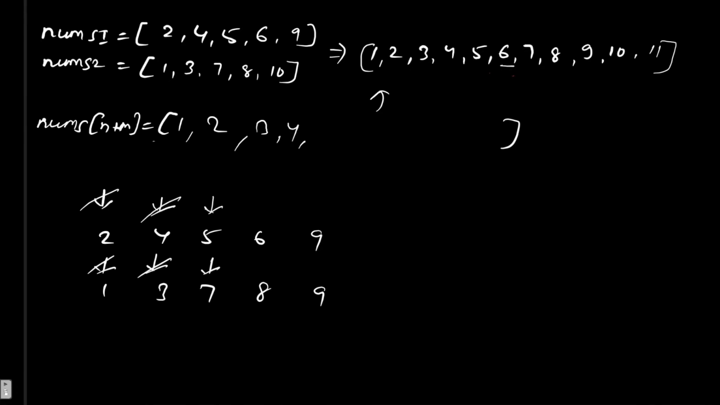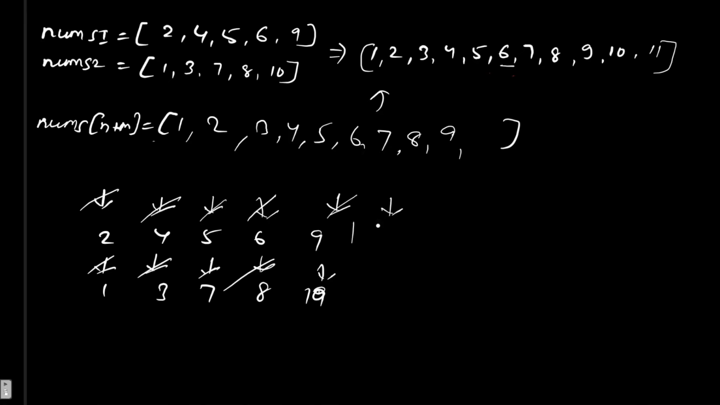5 and 7 will be compared. 5 is smaller, 5 will be placed here and move the pointer. 6 and 7 will be compared. 6 will be stored and move the pointer. Sorry, it is 10. So then we'll compare 7 and 9. 7 will be stored, pointer will move ahead. 8 and 9, 8 will be smaller, 8 will be stored, then move the pointer. 9 and 10 will be compared, 9 will be stored, then move the pointer. Now the first array has ended, so we can store all the remaining elements of array 2.